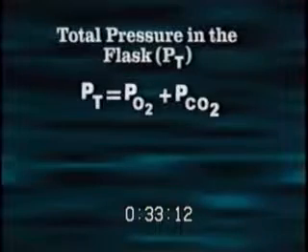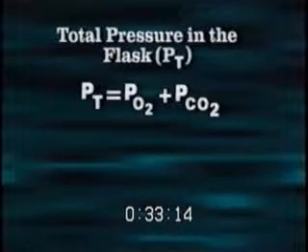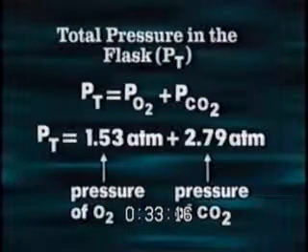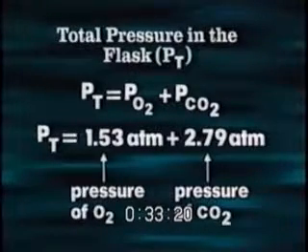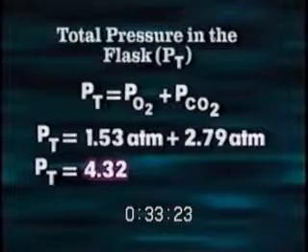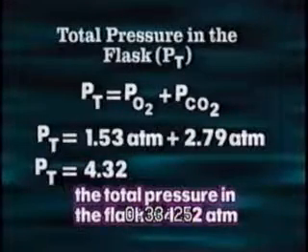Finally, to find out the total pressure in the flask, just add up the individual partial pressures. 1.53 atmospheres plus 2.79 atmospheres equals 4.32 atmospheres. So the total pressure is 4.32 atmospheres.